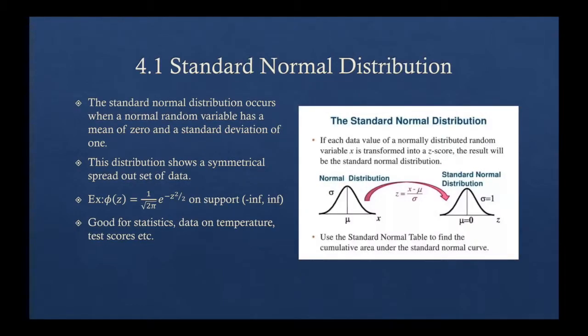The standard normal distribution is when normal random variables have a mean of 0 and a standard deviation of 1. This means that when generating random variables, the results will form a bell-shaped curve and result in a standard normal distribution. The standard distribution function is 1 over the square root of 2 pi times e raised to the negative value squared divided by 2. Standard normal distributions are used in statistics on data like temperature and test scores and similar data types.